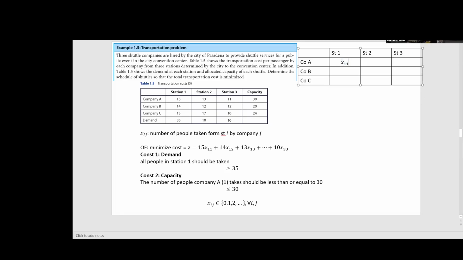X11. What is this? X12, because the first index is the station. Then here I have X13. Then 2, 2, 3.